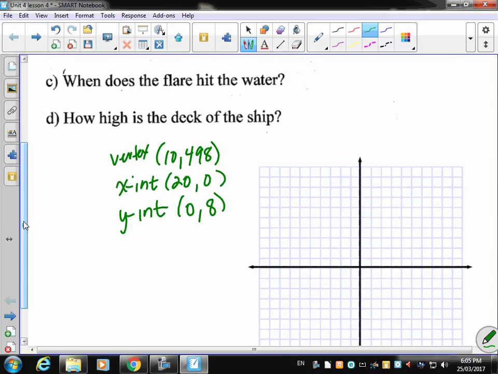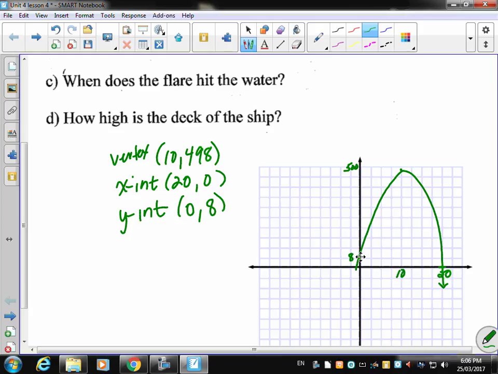Let's draw a rough sketch, very rough sketch. So we have a y-intercept of 8. We have an x-intercept of 20. And we have a highest value in the middle, which is at 10,498. So no scale, but just a really rough idea. What we were looking at on the graphing calculator was this. Doesn't make sense when you go negative, so we would really stop it at that x-axis.